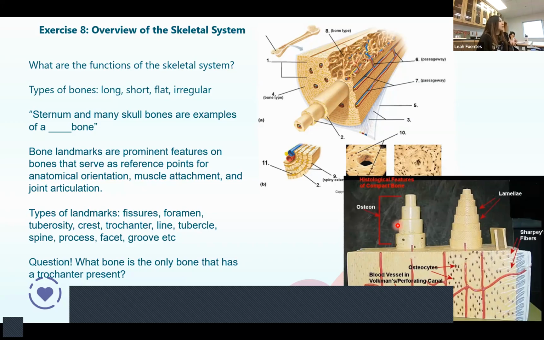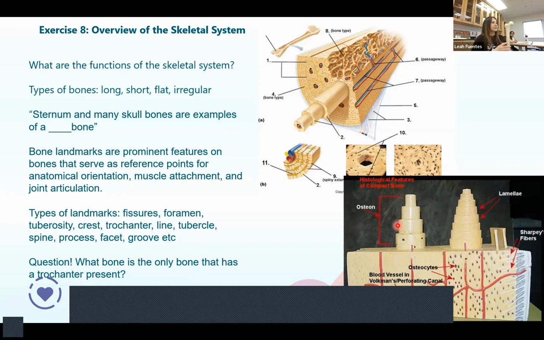And the landmarks also just describe what the bone is or what it has. So, question: what bone is the only bone that has the presence of a trochanter? Femur, yes. So this is going to be a question on the exam. The femur is the only bone that has a trochanter present at all, but the femur has 2. It has the greater trochanter and the lesser trochanter. And then these are attachment sites for muscles.